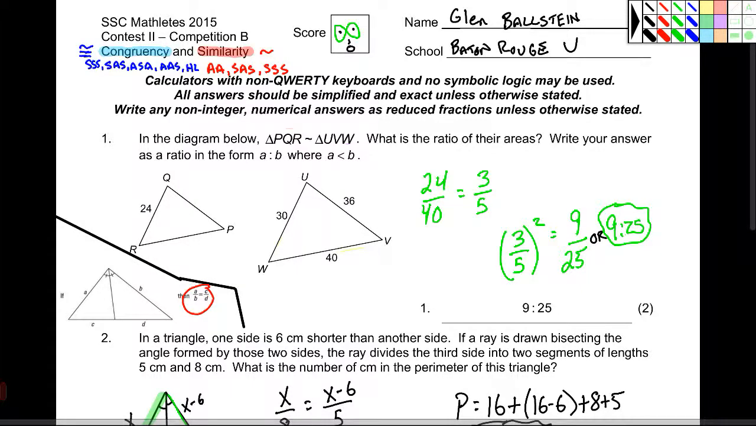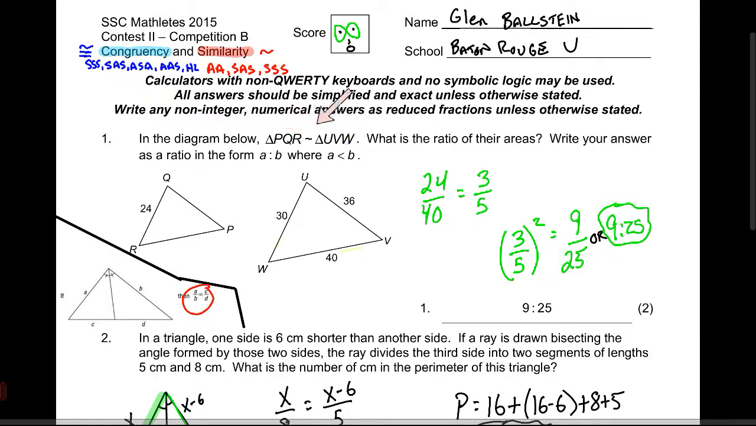Yeah, let's talk about congruency and similarity. So, we're dealing with congruent and similar triangles. Remember, for congruency, these are the ways we can prove triangles are congruent. And for similarity, we can use these three methods here. Okay, so they're saying that these two triangles are similar. This is called the similarity statement.